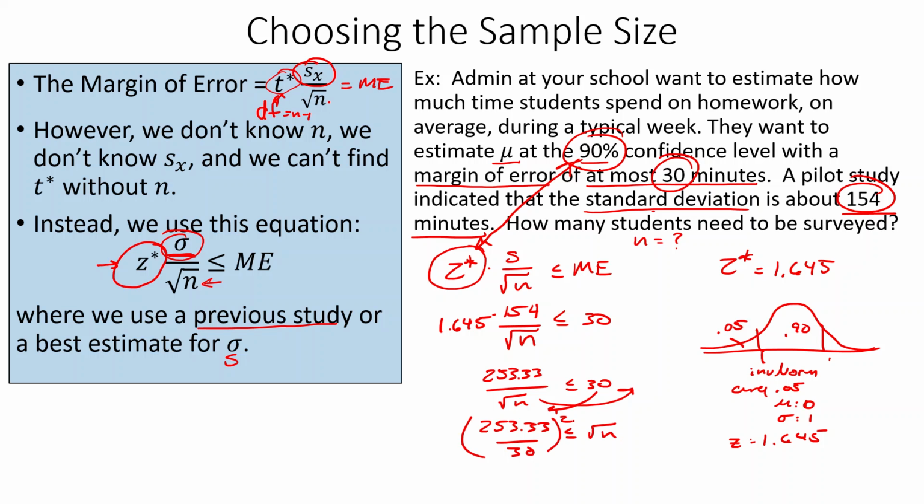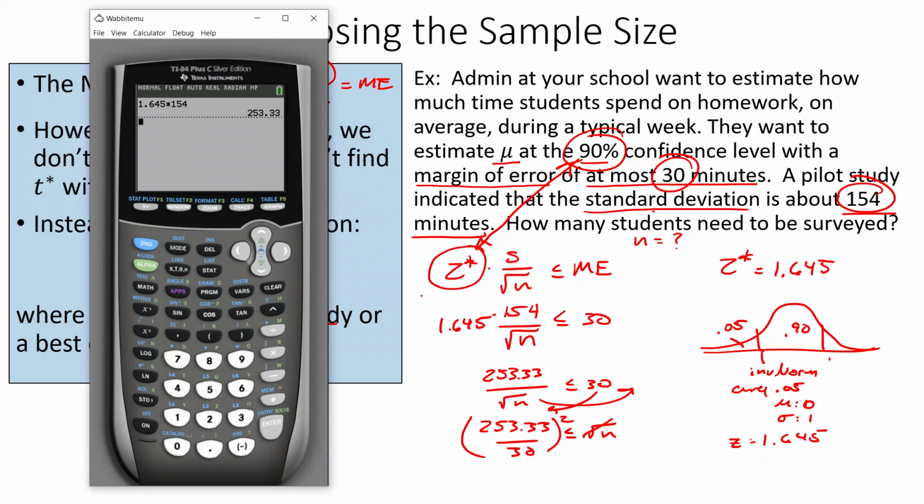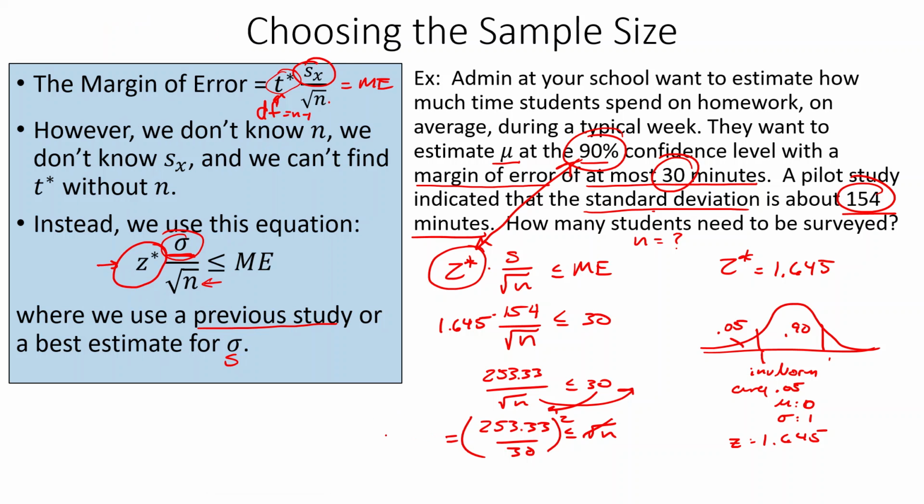Then I'm going to have to square both sides to solve for n. So this divided by 30 gives me about 8, and then we want to square that. That gives me 71.3, and just like before, we always round this up. So our n has to be greater than or equal to 72. So we're going to need to take a sample of at least 72 students in order to find a 90% confidence interval with a margin of error of at most 30.